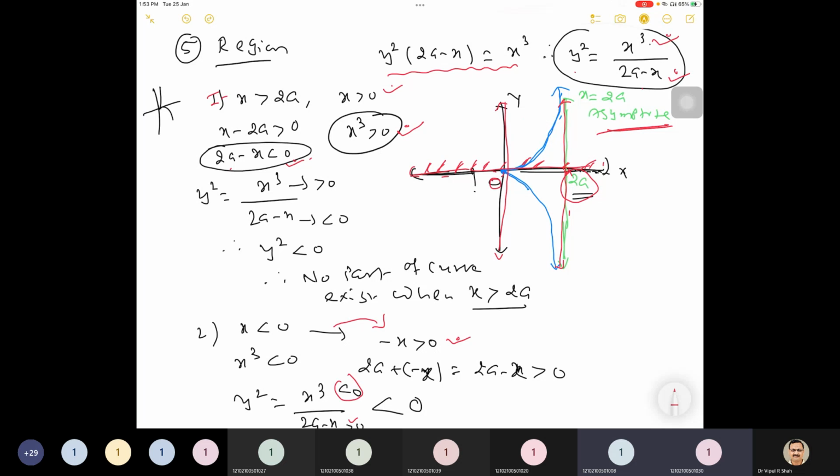Sir, one more time, please. No part of curve exists beyond 2a. X greater than 2a, there is no curve. This is 2a. So right of 2a, there is no curve. And x less than 0, there is no curve. So the curve exists only in between these. Okay? Yes, sir.